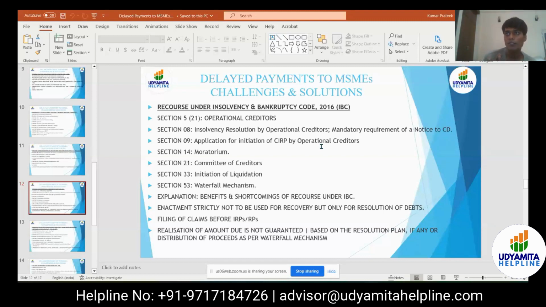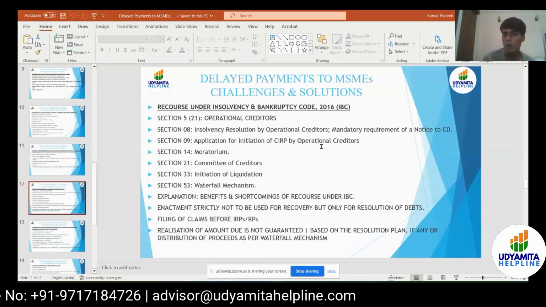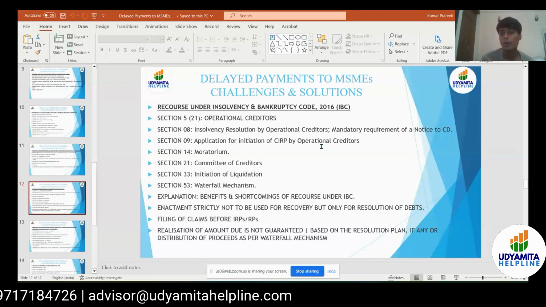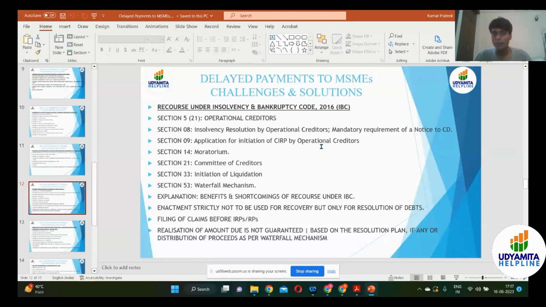So how does the operational creditor file for insolvency against any corporate or LLP? Another thing to be kept in mind is that the Insolvency and Bankruptcy Code can only operate against a corporate, be it public or private, or an LLP. Now you cannot maintain an Insolvency and Bankruptcy Code application against a banking company, or let's say against a trust, or an educational society for that matter, because it can only be maintained against a company or an LLP.